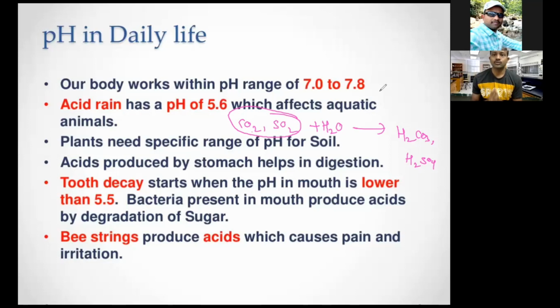So when will you get this tooth decay? If the pH value is lower than 5.5, at that time you will get tooth decay. So bacteria present in the mouth produce acid by degradation of the sugar. Means you are taking some food, that food will react with the bacteria and degrade into acids. This acid will react with calcium phosphate, and the coating of the hard enamel will reduce day by day. So that starts tooth decay. Okay, so when will you get this tooth decay? If the pH of our mouth is lower than 5.5, at that time you will get this tooth decay, right?